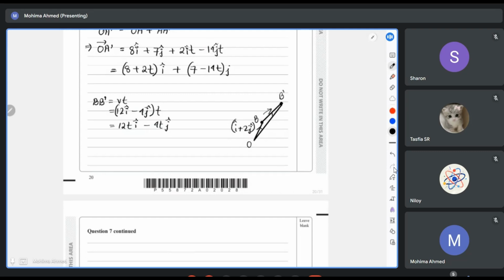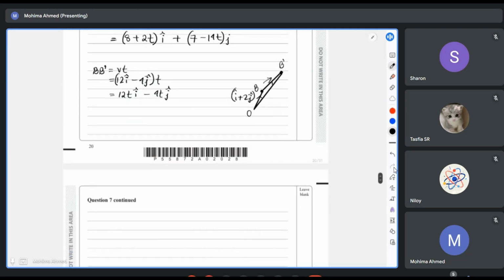And then we can find out the value for OB prime, which we can clearly understand will be in the opposite direction to that of OB and BB prime. So we can write OB prime equals OB plus B to B prime. Obviously, arrows are important over here. Now, OB prime can be calculated by adding this i plus 2j and then 12ti minus 4tj.